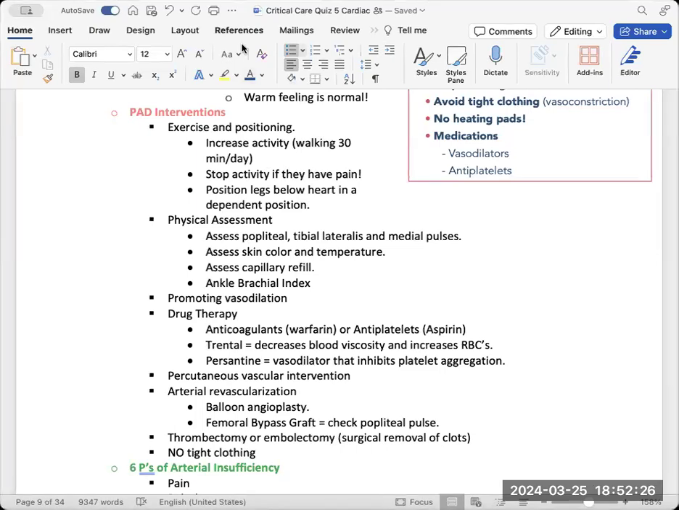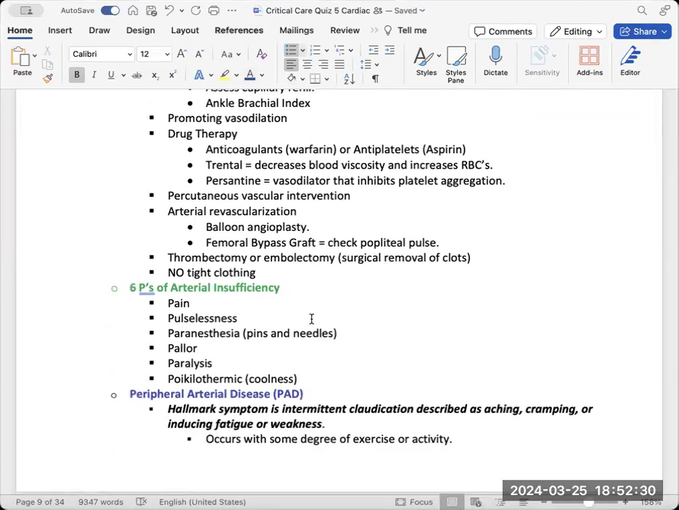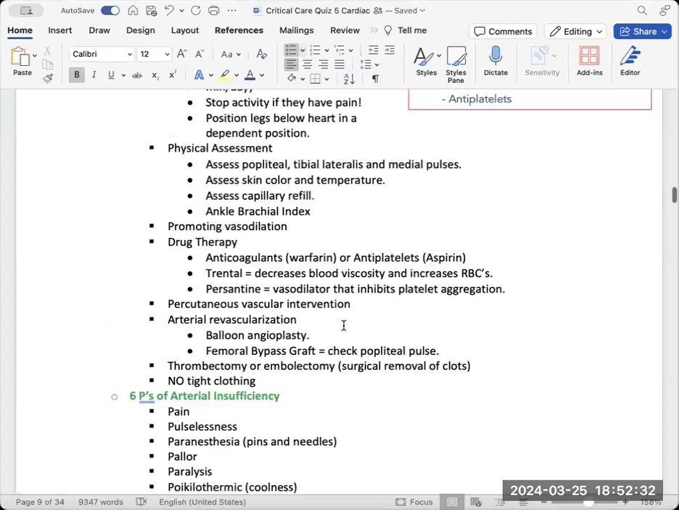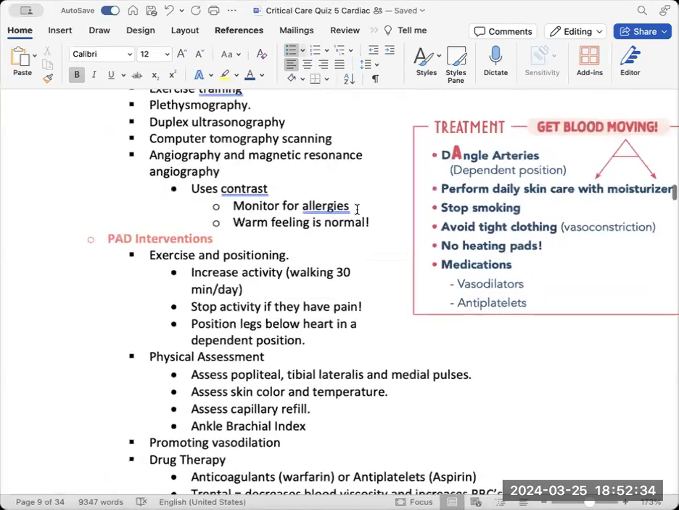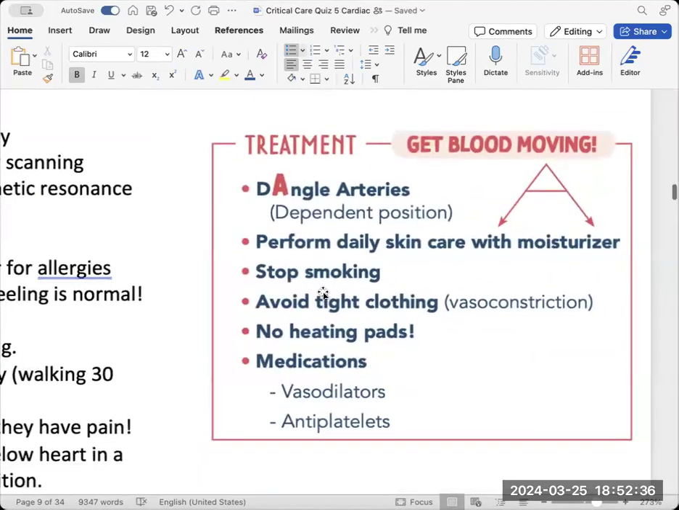We also will use our ankle brachial index, right? We talked about medications and all that stuff. And the last thing I want to mention is that we don't want to have tight clothing, because someone who has arterial insufficiency, tight clothing will cause further vasoconstriction, which means more lack of perfusion.